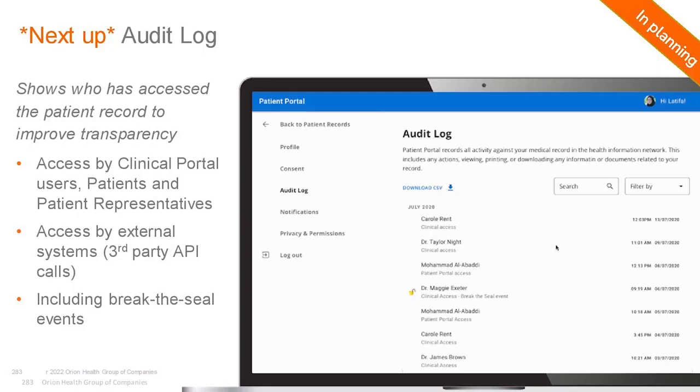And I touched on this very briefly as well. This is another mock-up. The idea behind this is to increase transparency, so showing the patient who has looked at their record, both through the patient portal, but also through the clinical portal, and importantly, through APIs. So they can see, including break the seal events, why people are looking at their record and what they've done with it.